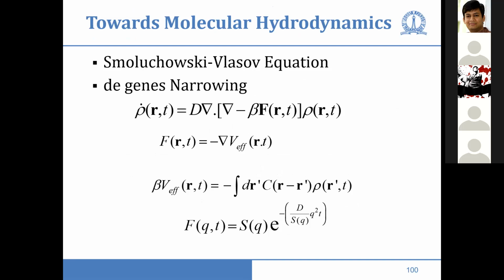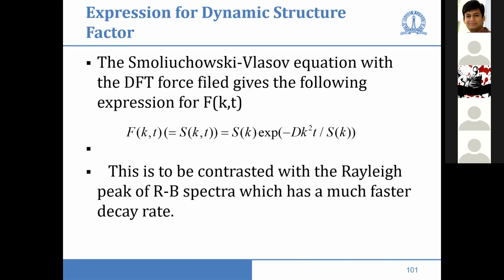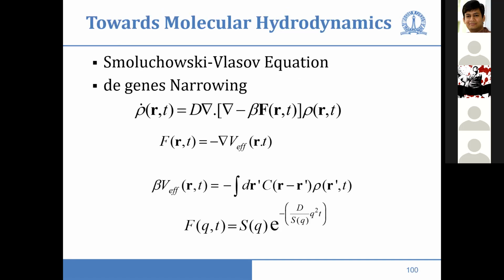Now this is actually called the Smoluchowski equation. It is used widely in plasma. The Smoluchowski equation gives you the dynamic structure of F(k,t). The solution is given here.